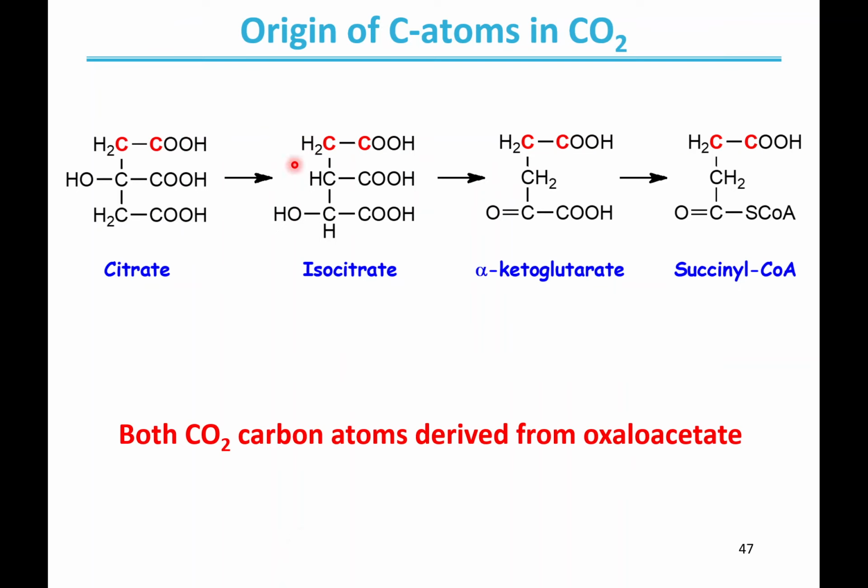Now, if we look at the origin of carbon atoms in the CO2s that are generated, this is citrate, the product of the first step. These are the 2 carbons that are added from acetyl-CoA. The carbons that we lose from the citric acid cycle are going to be those that were from the oxaloacetate originally. So when we get to succinyl-CoA, the product of this step, these 2 carbons highlighted in red on succinyl-CoA are the ones that came in from acetyl-CoA.